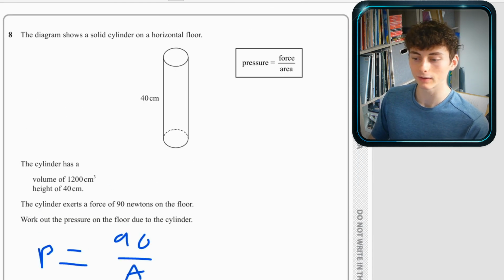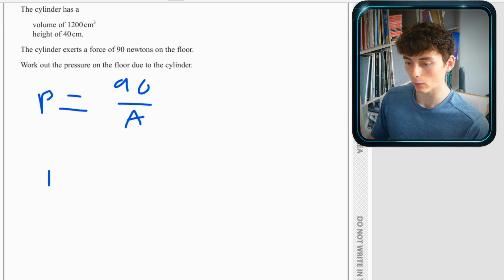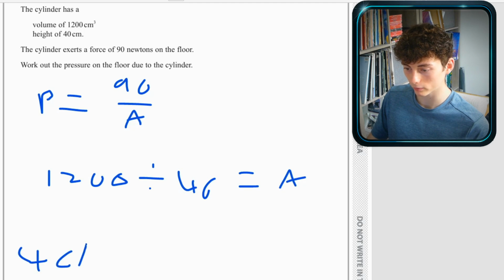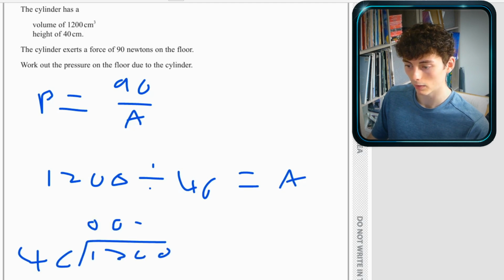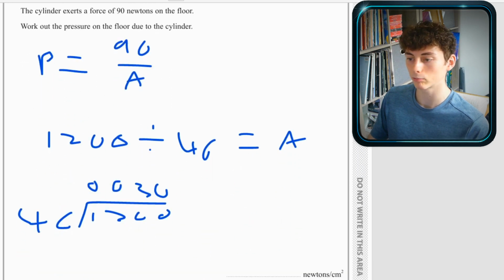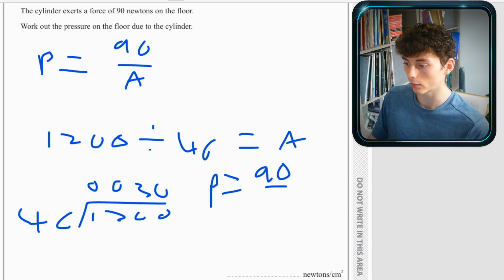So we have to use this volume here. 1,200 is the volume, and area multiplied by the height, which is 40, will give you the volume. So what we have to do is 1,200, the volume, divided by the height, will equal the area. Once again, another bus stop, 40 into 1,200 gives us 30. So we can substitute that 30 into the pressure equation, which means pressure equals 90 over 30, which is obviously 3.